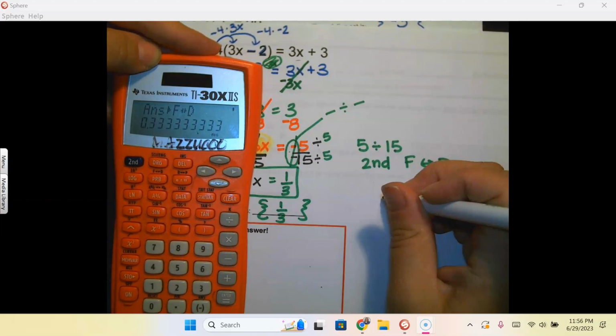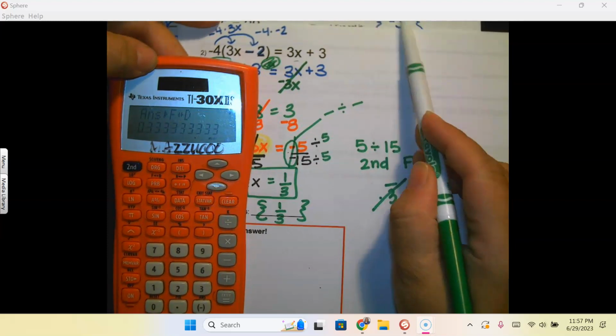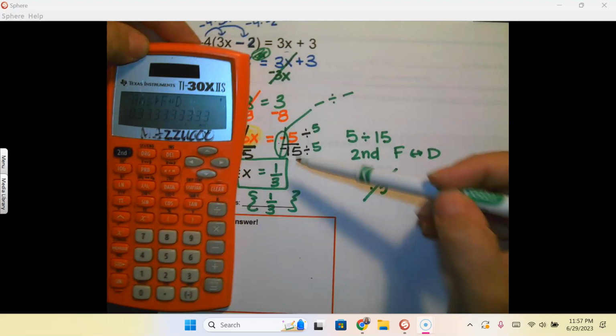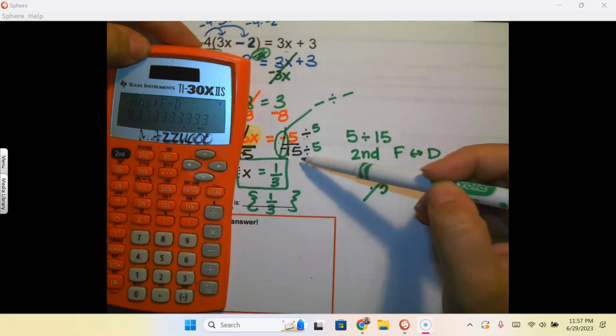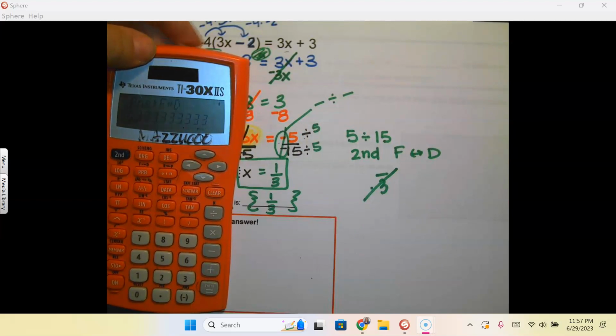If you wrote your answer as 0.3 repeating, that is going to be marked wrong because the direction says it wants a simplified fraction. Simplified just means make sure there is no number that can divide into the top and the bottom of the fraction, the numerator and denominator.